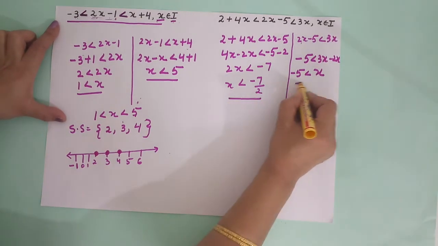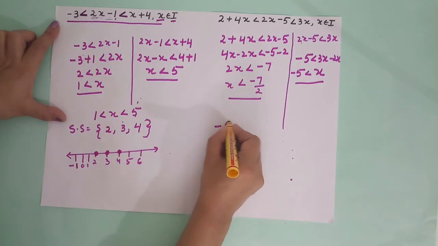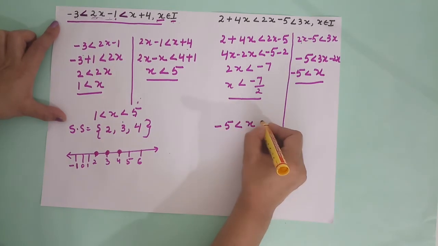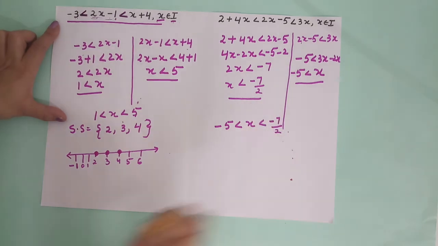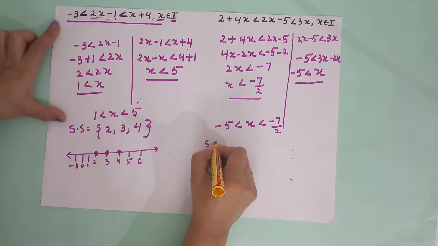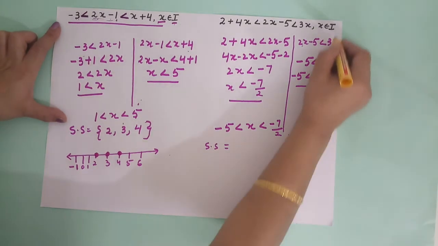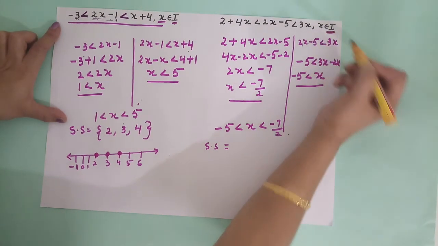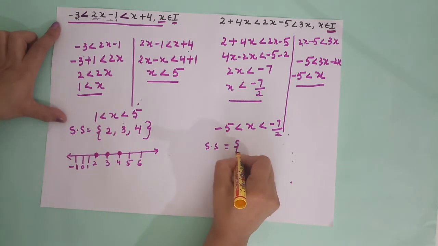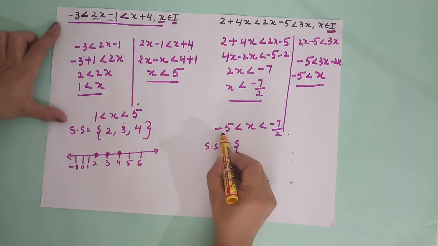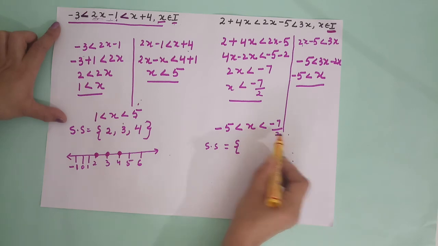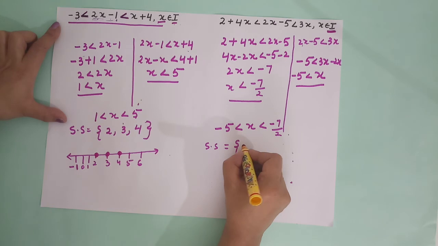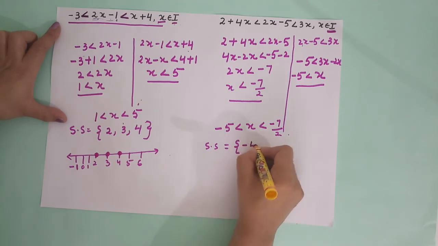Let me combine the two solutions. Minus 5 is less than x, which is further less than minus 7 by 2, that is minus 3.5. So my solution set for this will be, let me check, it is integers. I have to choose the numbers from the integers. So which are the numbers between minus 5 and minus 3.5? Which integers are there? Only one. And what is that? That is minus 4.